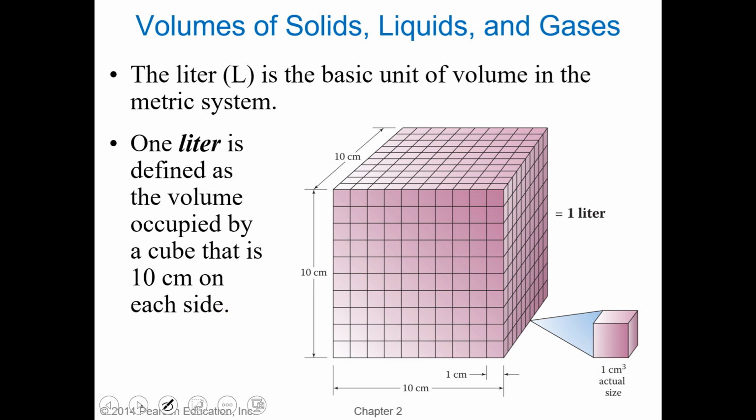Here's just another example. If this were 10 by 10 by 10, which it is, we can say that's 10 times 10 times 10, right? So 10 times 10 times 10 is 1,000. And that's going to be equal to 1 liter. We could also say 1,000 milliliters is equal to 1 liter.